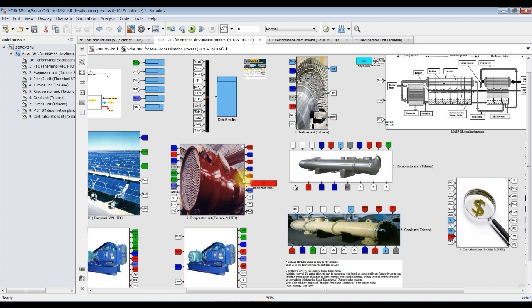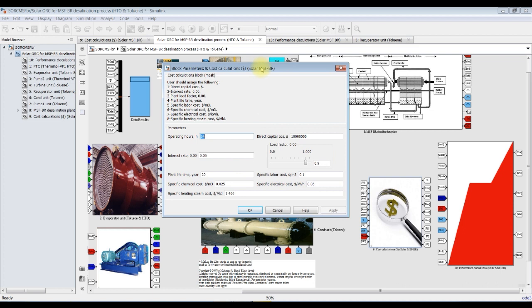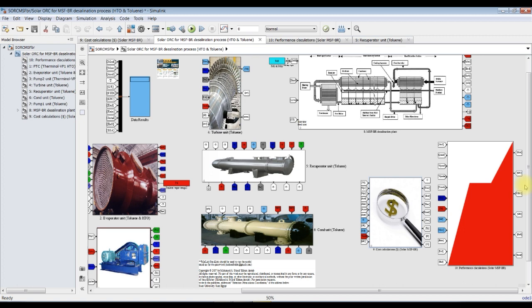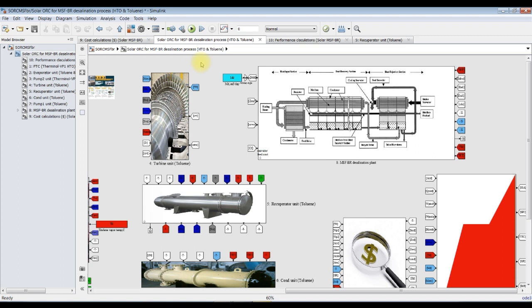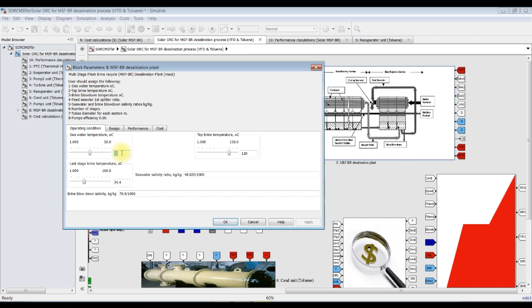For multi-stage flash, this is a cost analysis block. You can adjust some inputs. I'll keep this. I'm not going to talk about cost right now. For multi-stage flash, you can adjust seawater temperature, inlet seawater temperature. I'm going for 20, or maybe for winter.